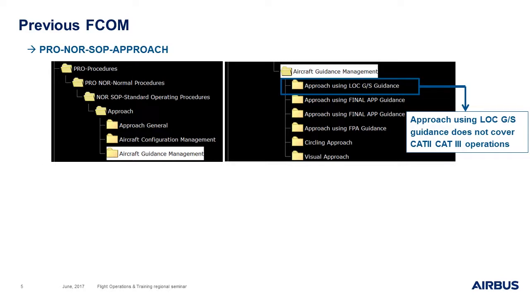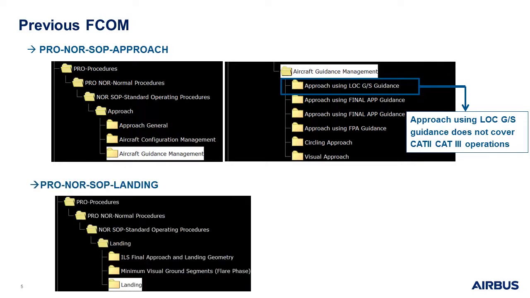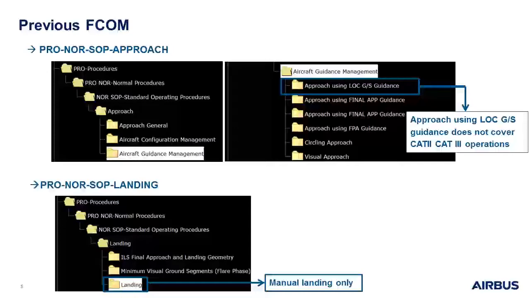The approach using LOC/glide slope guidance section of the FCOM covers only CAT I approaches. It does not cover CAT II/CAT III operations. In the SOP Landing, you have the procedure to fly a manual landing only. The autoland is not described in this section.